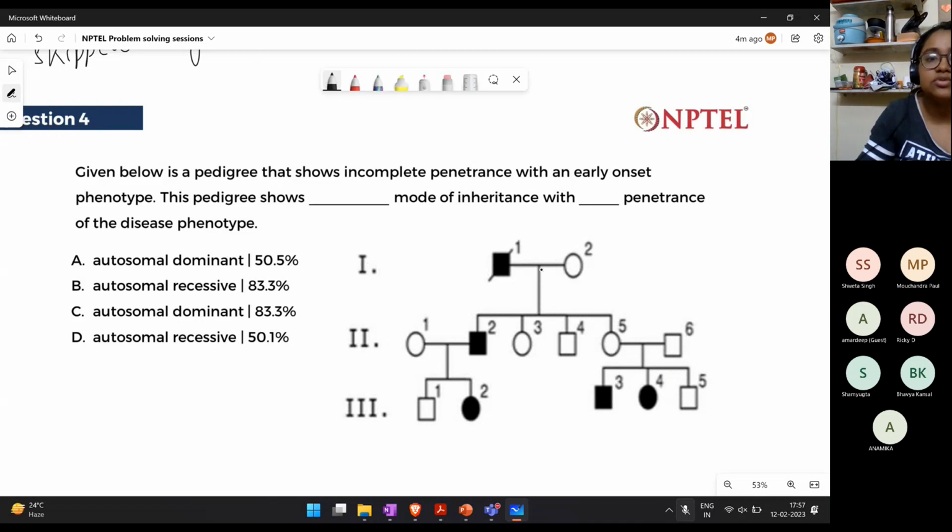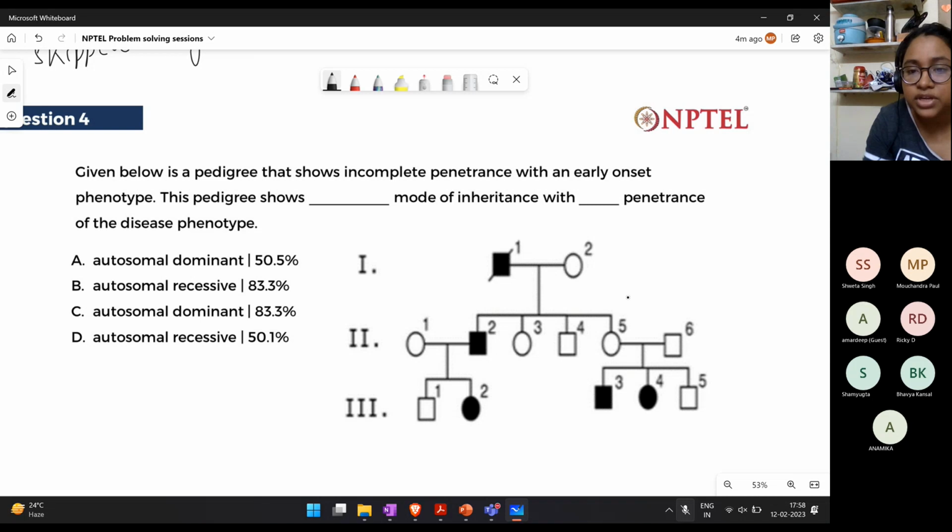So first we have to check what is the mode of inheritance. Here the father was affected, and then transmitted the disease to his son. What about the others? Whether they were affected or not? No. Only one child out of four was affected. Then this father transmitted the disease to his daughter. So both male and female are getting affected, and it is not skipping any generation.